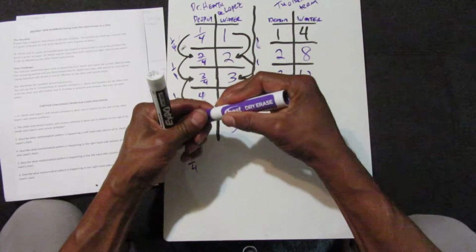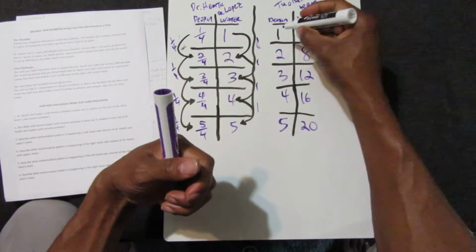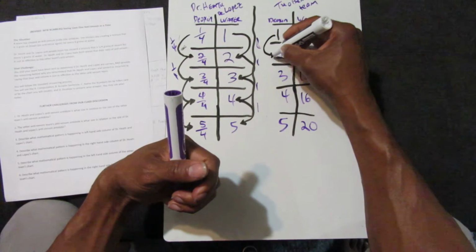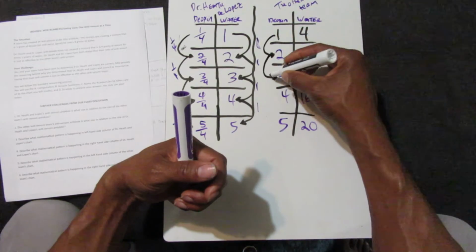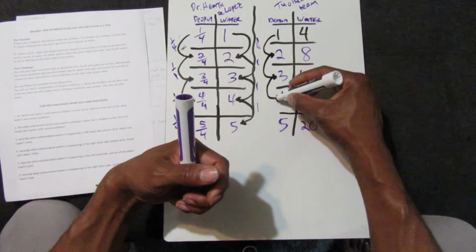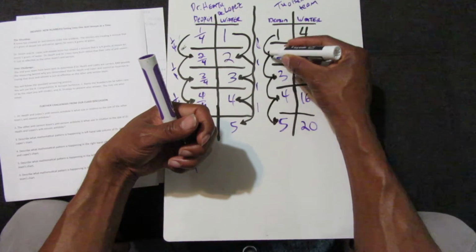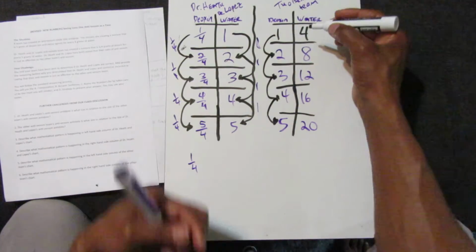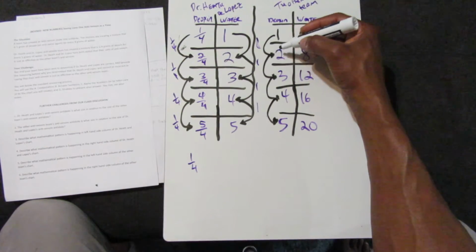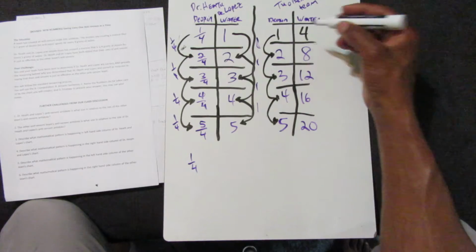I think you can see it already, right? The rate of change, increasing by what? 1. Increasing by what? 1. Increasing by what? 1. So the rule here is, looks like that this is increasing or decreasing by a value of 1.